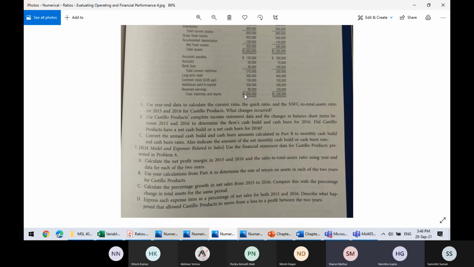I mean, the net sales have been given in the income statements, right? You have to calculate the percentage growth, percentage change. It's a simple mathematical formula. It's just new minus old divided by the old. So the sales of 2016 minus sales of 2015 divided by sales of 2015.